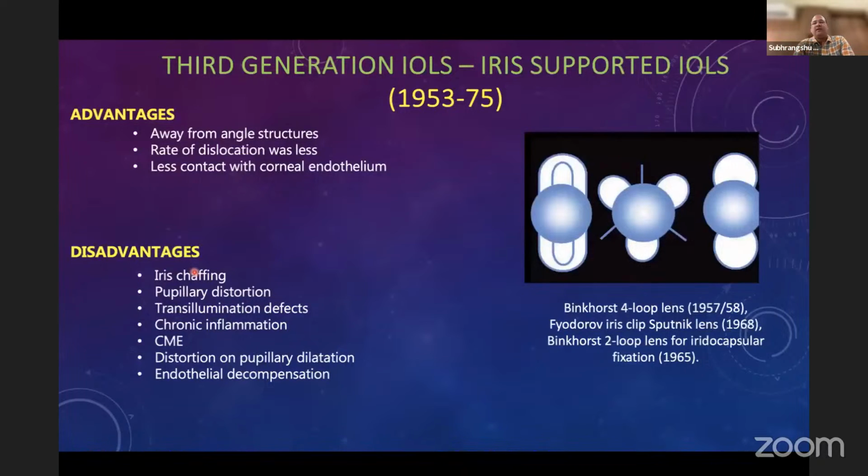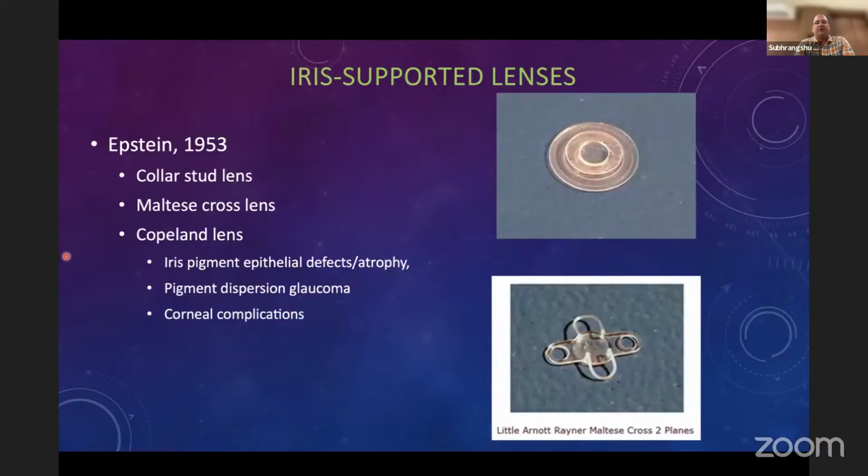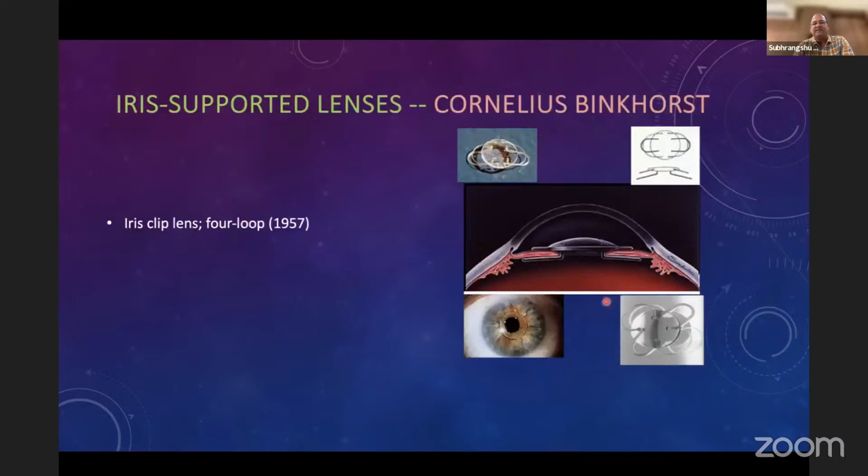The third generation IOLs were away from the angle structures, so the rate of dislocation was less and there was less contact with the endothelium. But of course, there were disadvantages: more iris chafing, pupillary distortion, transillumination defects, chances of chronic inflammation and CME, distortion and pupillary dilatation were more. So these are a few examples of the iris supported lenses, like Epstein's collar stud lens, then the Maltese cross lens.